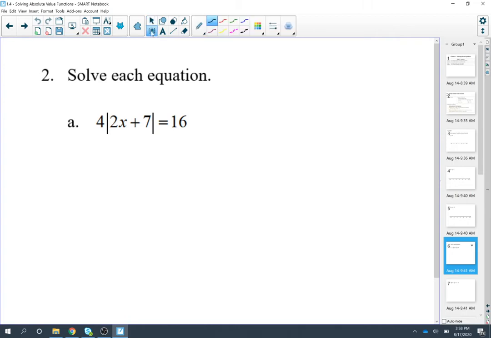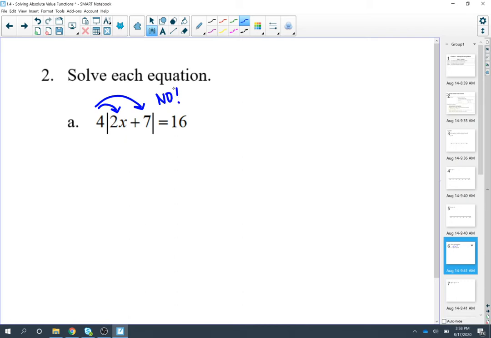Now, in our previous examples, we just had our absolute value equaled a number. This time, the difference is we have this 4. A couple of things we have to discuss about our 4. First of all, you cannot distribute a value into absolute value. No. That cannot happen.